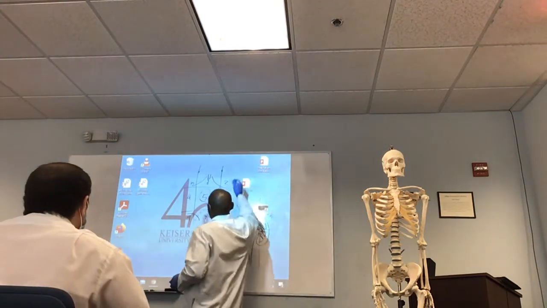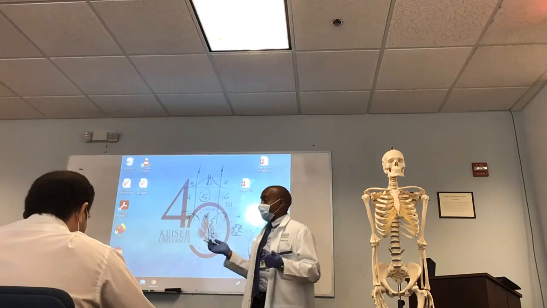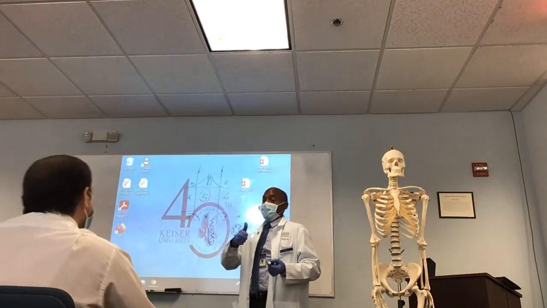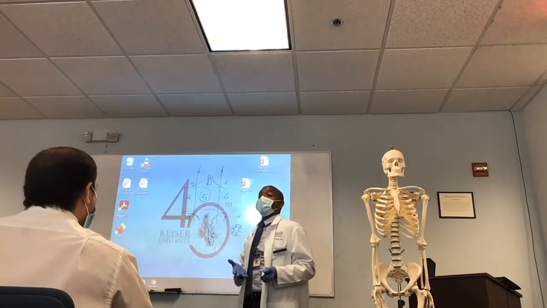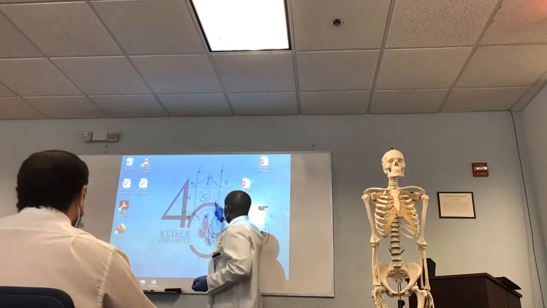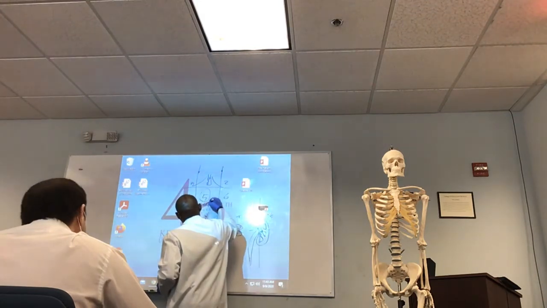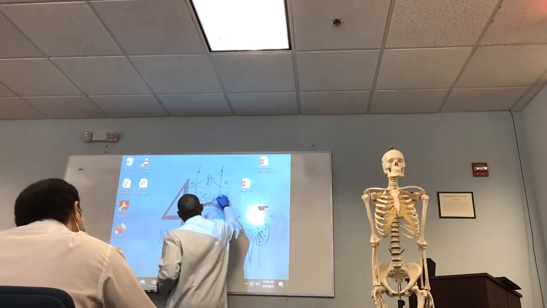Mesogastrium. Number 1, epigastric. Epigastrium, epi because it's above. Above what? Gastrium, what does that mean? Stomach. Above the stomach, epigastrium. Meso. And below is hypo, gastrium.